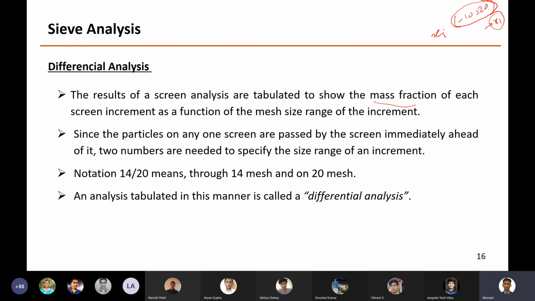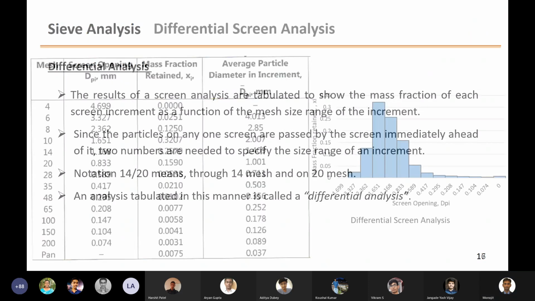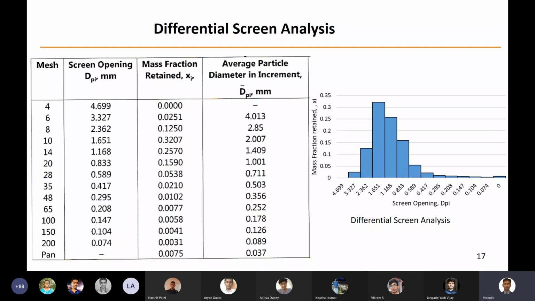Sometimes instead of giving these two numbers, we also specify the average diameter, right? Instead of specifying two numbers, we can specify the average diameter also, because the wire diameter is also known. So you are in a position to find out the average particle size retained on a specific screen, as in the last problem that we solved. So that is also sometimes given. So this di with xi is also tabulated. This is one example of differential screen analysis.